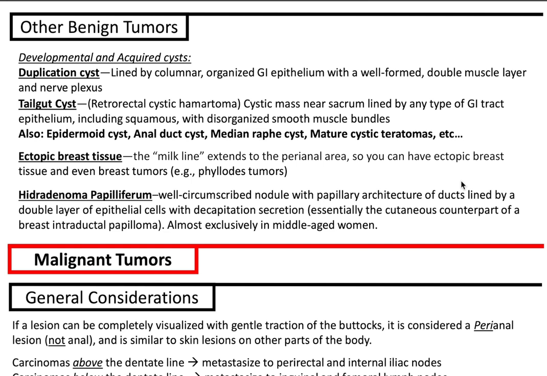Ectopic breast tissue. The milk line extends to the perianal area, so you can have ectopic breast tissue and even breast tumors like phyllodes, hidradenoma papilliferum. This is a well-circumscribed nodule with papillary architecture of ducts lined by a double layer of epithelial cells with decapitation secretion, essentially the cutaneous counterpart of a breast intraductal papilloma, almost exclusively in middle-aged women.